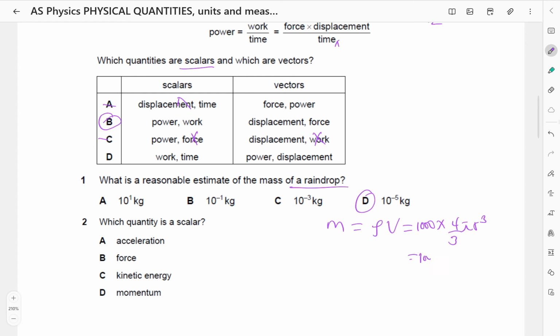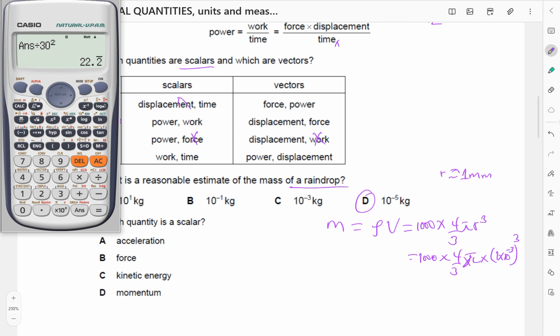So this will be 1,000 times 4/3 times pi, then times, I'm estimating the diameter to be approximately 1 millimeter, or just 1 millimeter as radius. So this is 1 times 10 power negative 3 raised to power 3. I've estimated the radius to be approximately 1 millimeter, but it could be even smaller.